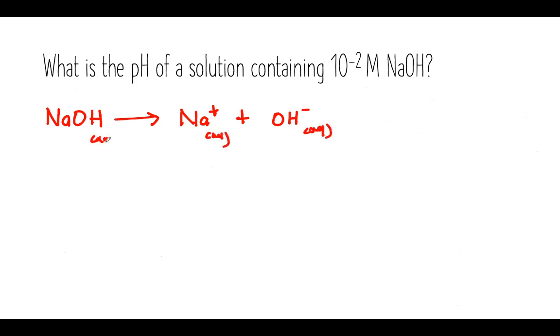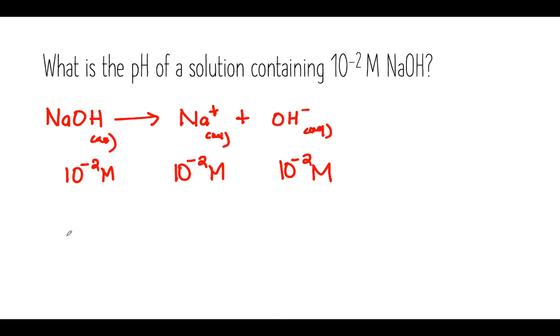Aqueous, and aqueous. So we know here that the pH of a solution is dependent on the concentration of H+ ions. But in this case, I'm not able to figure out the concentration of H+ ions. What I can do instead is use the concentration of NaOH to find the concentration of OH minus. So 10 to the power of negative 2 is the concentration of NaOH. Because this is all a 1-to-1 ratio, I've got 10 to the power of negative 2 moles per liter of Na+, as well as 10 to the power of negative 2 moles per liter of OH minus.